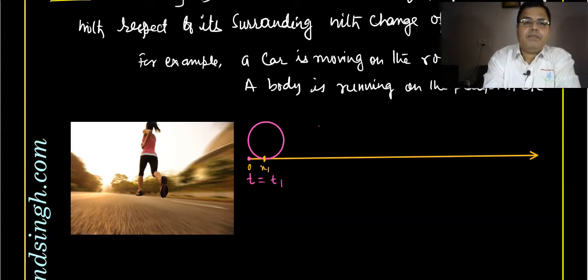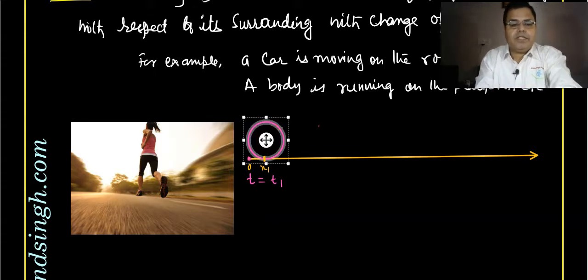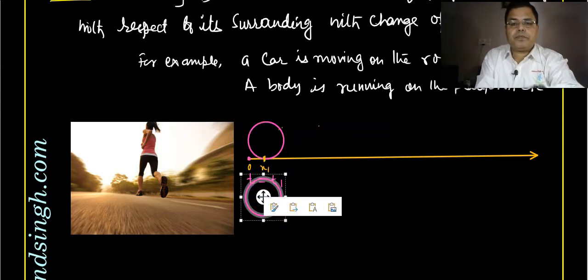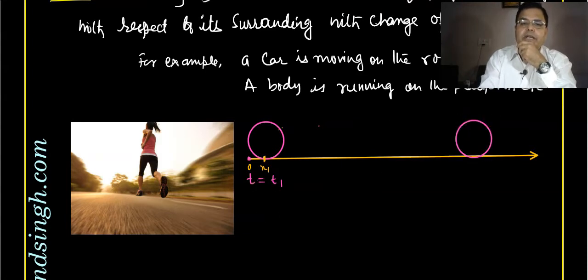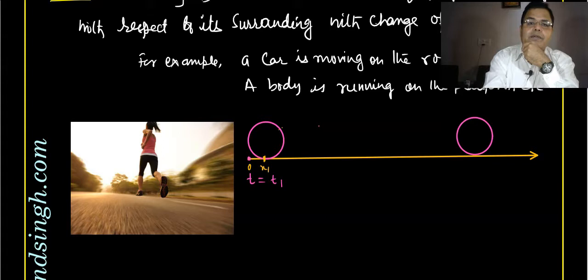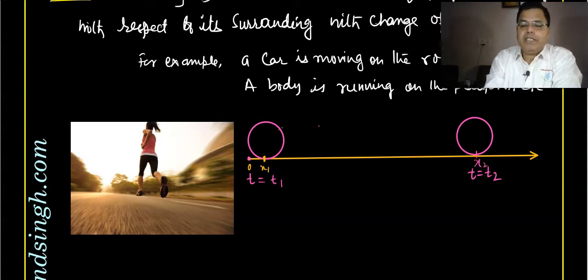Again, the same body has traveled from x1 to x2. And after some time, if it is observed that the position of the body changes, and that position comes from this position to here only, right? And that is also a position where the time is increased, and time is said to be t2. In that case, time is t2, and the position from here is x2. The position from this place to this place is x2. So there is a total change in position of the body with time. When time changes, position changes.